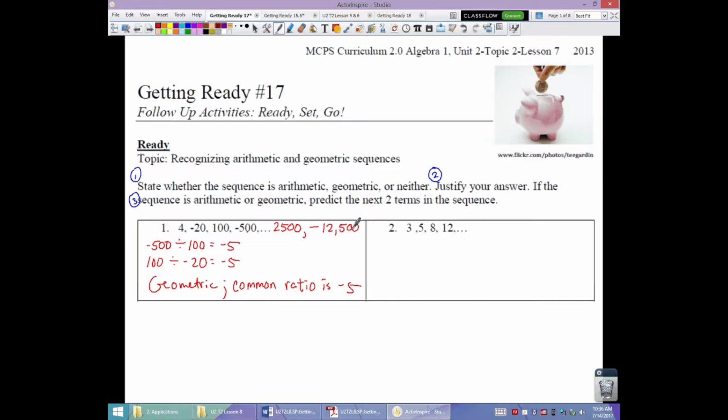Okay. Number two, when I look at this one, I see it go up 2, then up 3, then up 4. So right away, we know that this is neither type of sequence we studied, because there is a pattern there. We can see the pattern, but it is not a common difference or a common ratio. The pattern is changing as we go. The pattern went +2, then +3, then +4, so it changed.